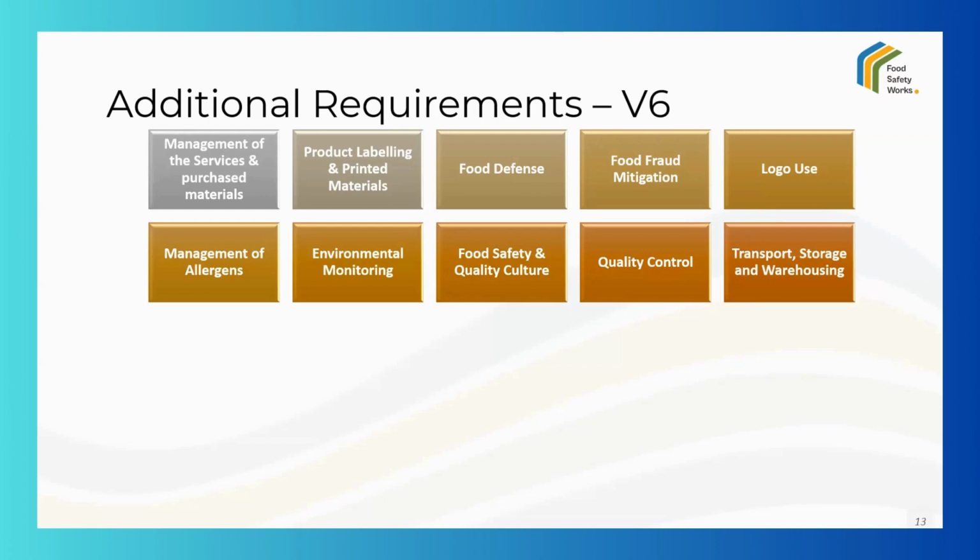The next one is transport, storage, and warehousing. Earlier, in version 5.1, we just had storage and warehousing. So, transport is something which gets added to this one. And specifically, the transport is added for the vehicles which transport food as it is.